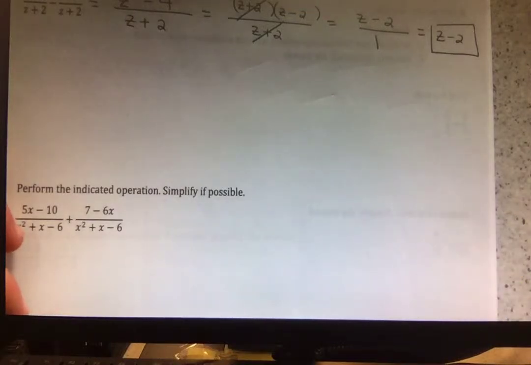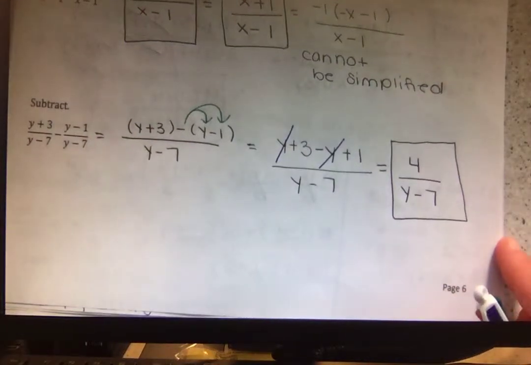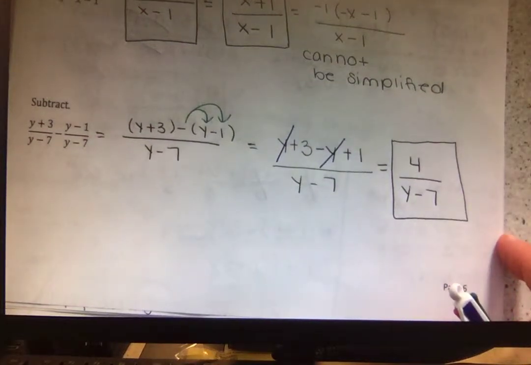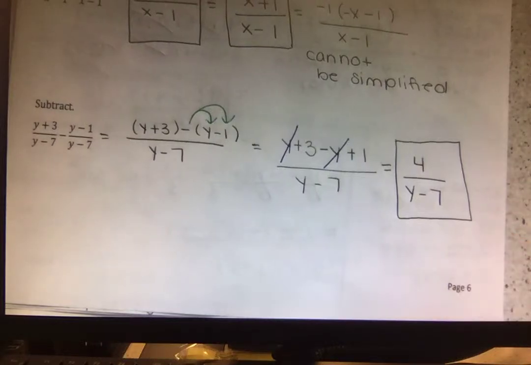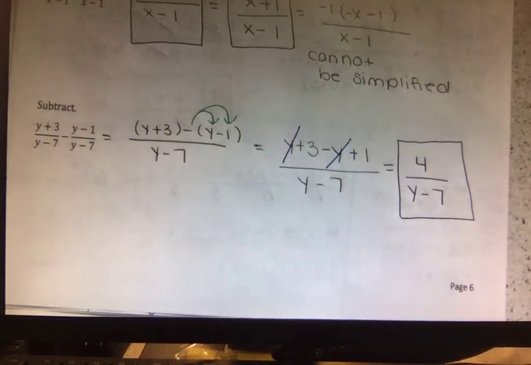Yes, sir. Go back to this question. What if it was y minus 7 minus y plus 1? Would we be able to cancel that out? See where you're crossing out the y's? You can simplify the top first, simplify the bottom first. Once everything's simplified, then you can go ahead and start factoring. I'm sorry, start canceling. Does that answer your question?